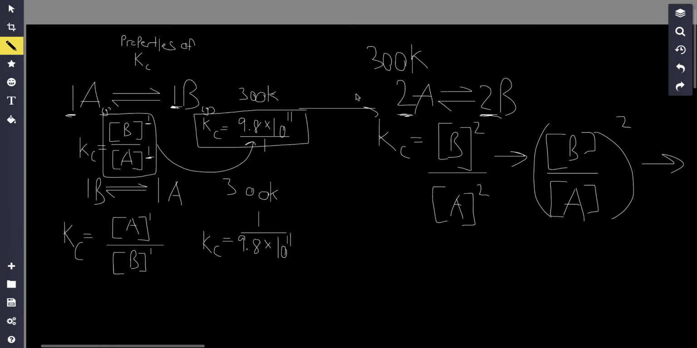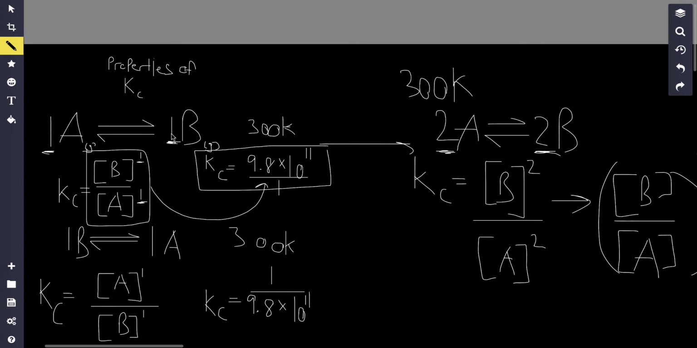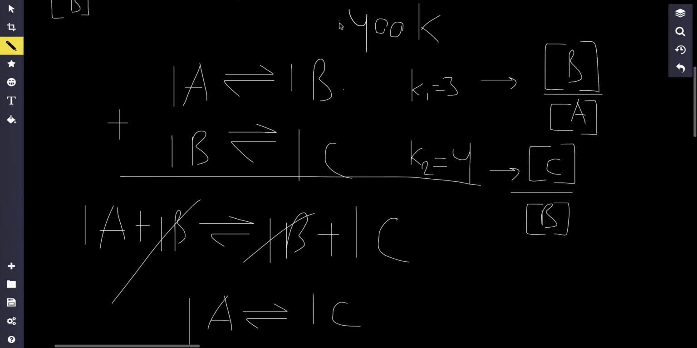So whenever you multiply a reaction by a certain unit, let's say from this reaction to this reaction, we multiply this by x units, well then the equilibrium constant would just be whatever your original value was raised to the x power. Let's just say we have a reaction at 400 degrees Kelvin this time. Let's say 1A is at equilibrium with 1B, and 1B is at equilibrium with 1C. And these are the respective equilibrium constants.